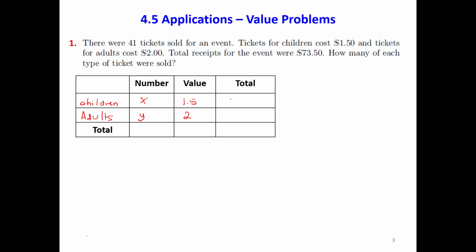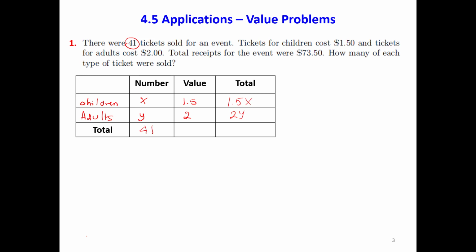Then 1.5x. We always first write the number and then the variable. We do the same with the next. In the case of the adults, we have 2y. Now remember, we have two variables, so we need two equations. The first equation is, if we add the number of tickets for children plus the number of tickets for adults, we will have 41. Then the total will be 41.